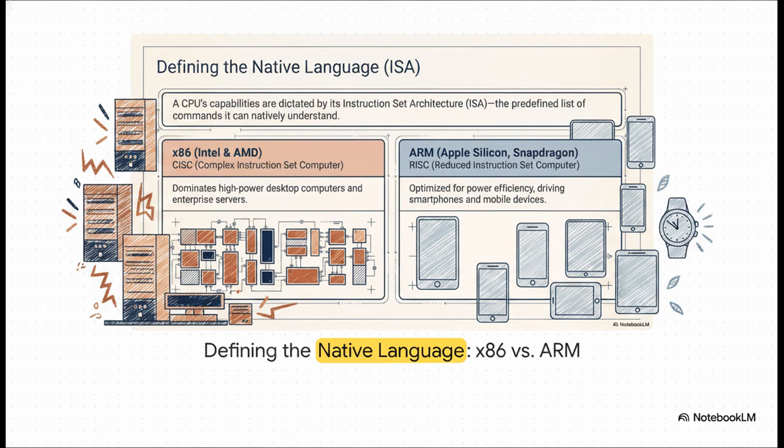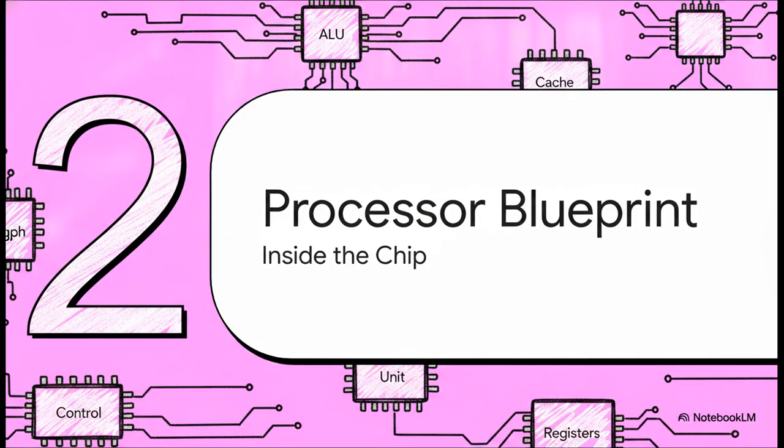And this brings us to a massive rivalry in the tech world, the two dominant ISAs. On one side, we have x86, the heavyweight champion used by Intel and AMD. It's a complex instruction set computer architecture built for the raw power you need in desktop PCs and massive enterprise servers. On the other side is ARM, which is a reduced instruction set computer. ARM is absolutely obsessed with power efficiency, which is exactly why it's the architecture keeping your smartphone alive all day long. Moving right along to Section 2, Blueprint of the Processor.